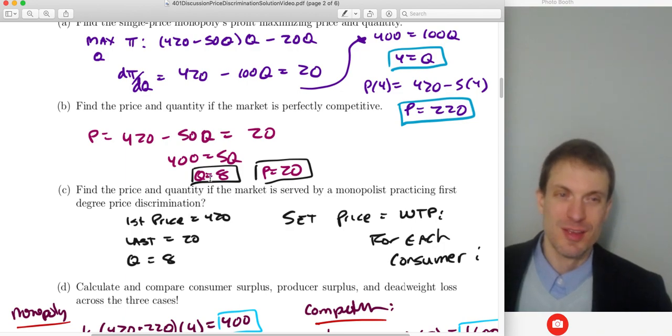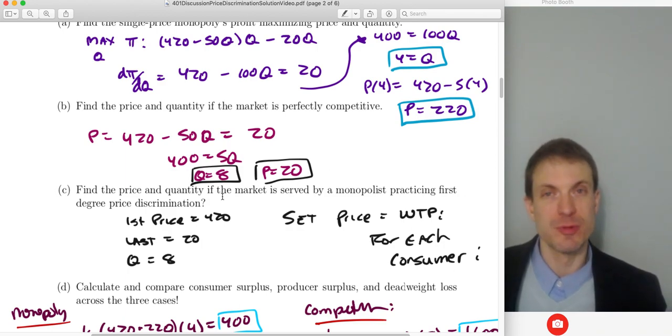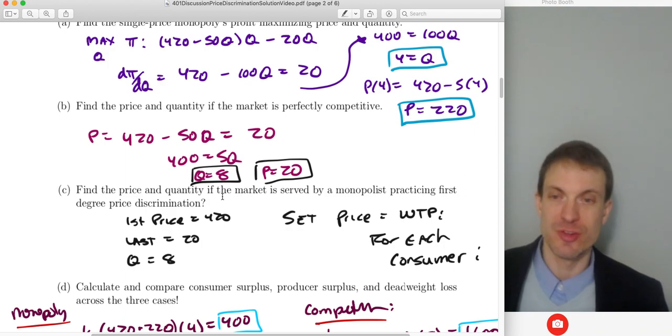Well, with first-degree price discrimination, everybody gets a personalized price. The idea, this is actually very information intensive. The firm would have to know the maximal amount each individual is going to pay, and then that's their price. It's really difficult to do, although with technology, this is becoming considerably more feasible.